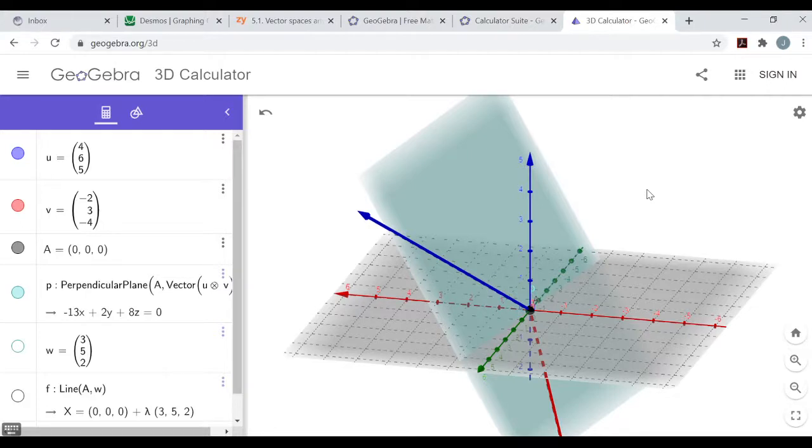Okay. So this plane containing the origin is made up of every linear combination of (4, 6, 5) and (-2, 3, -4). And that forms a subspace of R3. It's not empty. It's closed under vector addition. Closed under scalar multiplication.